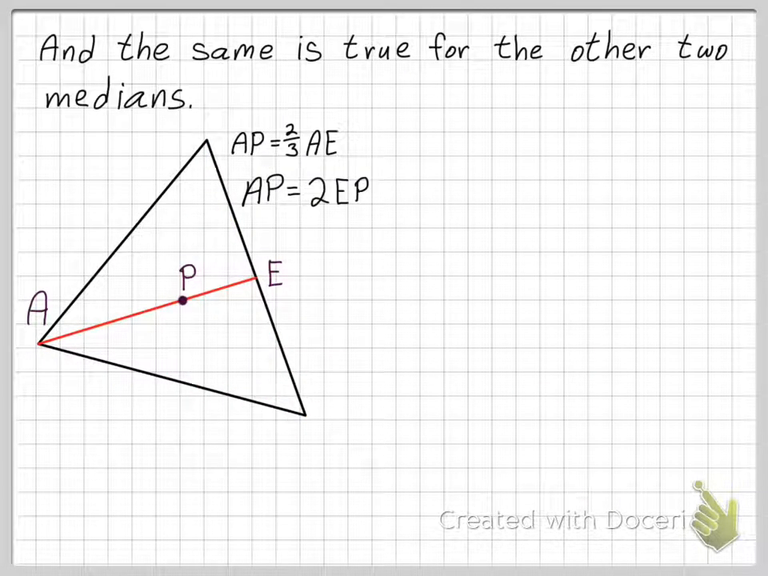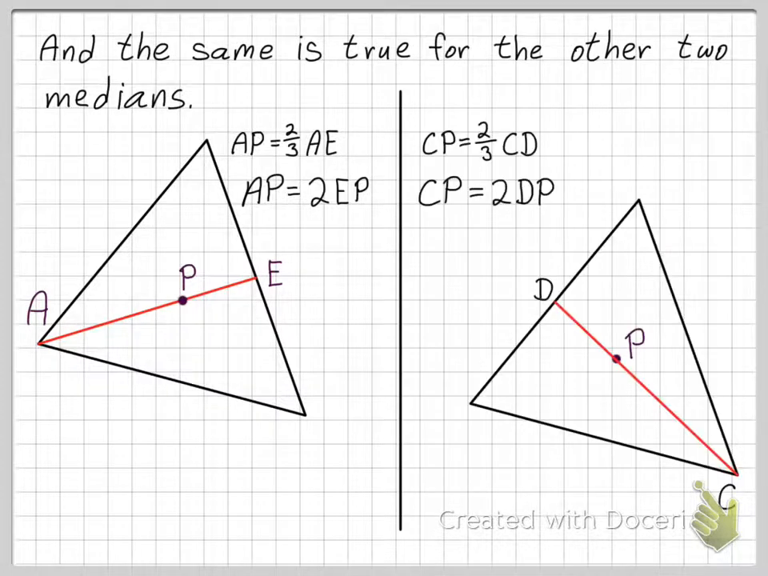And the same is true for the other two medians. So in this case, AP is going to be 2/3 of the whole entire distance, and AP is going to be twice EP. So the same thing is true for that median and for the third median. In this case, CP is going to be 2/3 of the whole entire distance, CD, and CP is twice DP.